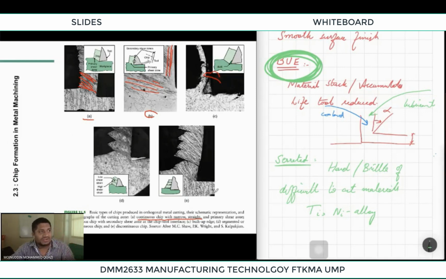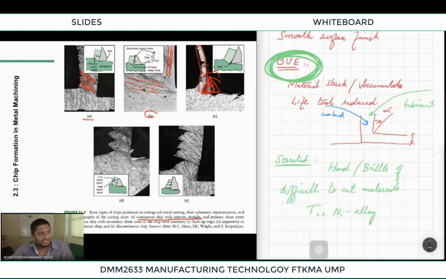Then number C, built up edge. You can see this part, built up edge. If you see microscopically, this is a real tool and workpiece image. You can see this workpiece has chip. This is the chip. And on the corner, we have got this built up edge. Then you move to C, built up edge. D is segmented. Just now we saw segmented, and number E is discontinuous chip.